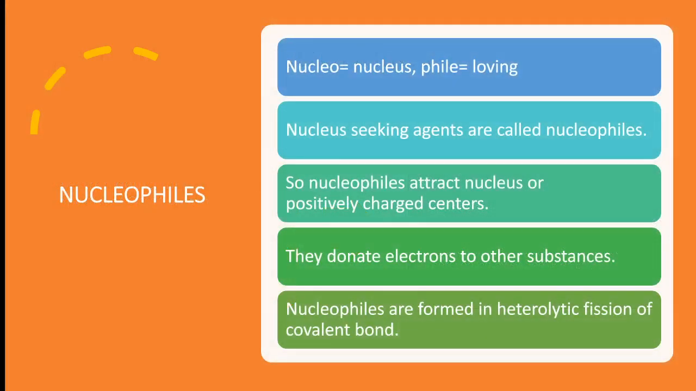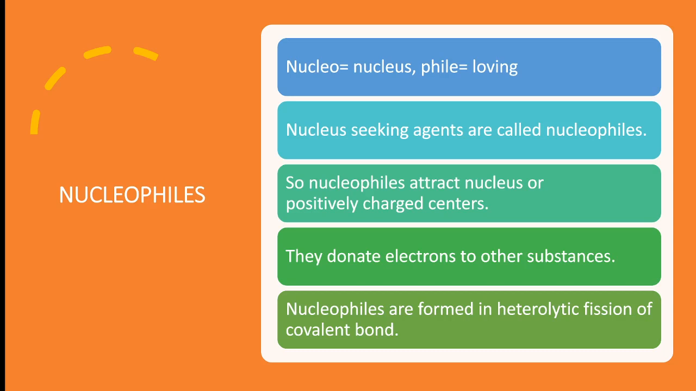Next, nucleophiles. What are nucleophiles? We said nucleo means nucleus, phile means loving or liking or seeking. That is, the one which likes nucleus is called nucleophile, we said. And the nucleus seeking agents are called nucleophiles. This is the definition given. So nucleophiles attract nucleus or positively charged centers. So nucleophiles go towards the positively charged ions or positively charged species.